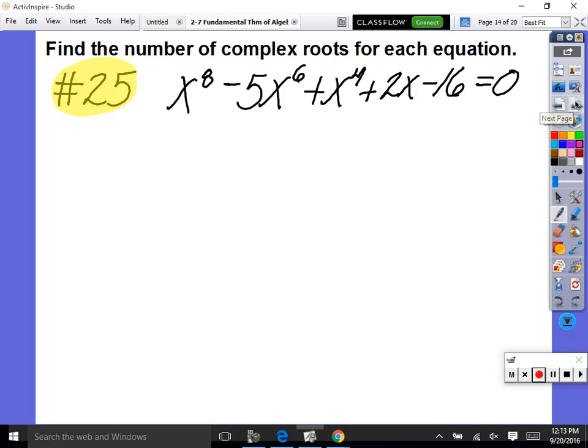So look at number 25 with me really quick. All you have to do is look with your eyeballs to answer the question. It says, find the number of complex roots for the equation. What is it? 8. The fundamental theorem of algebra says there will be 8 solutions. So we'd say 8. There are 8 complex roots.